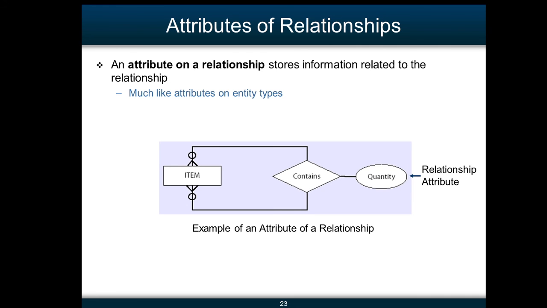The attributes of relationships. An attribute on a relationship stores information related to the relationship. It is much like attributes on entity types. Here in the illustration, we have the example quantity attribute, that is the attribute of the relationship contains.